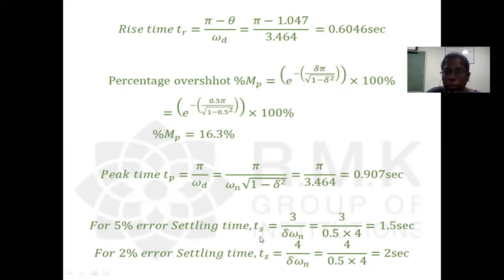And for settling time, here we have two criteria. One is for 5% error, the other one is for 2% error. For 5% error, the formula is 3 by eta omega n. Substitute eta value and omega n value, and we get the settling time as 1.5 seconds for 5%. And for 2%, the formula is 4 by eta omega n. Substitute eta and omega n, and you will get it as 2 seconds.